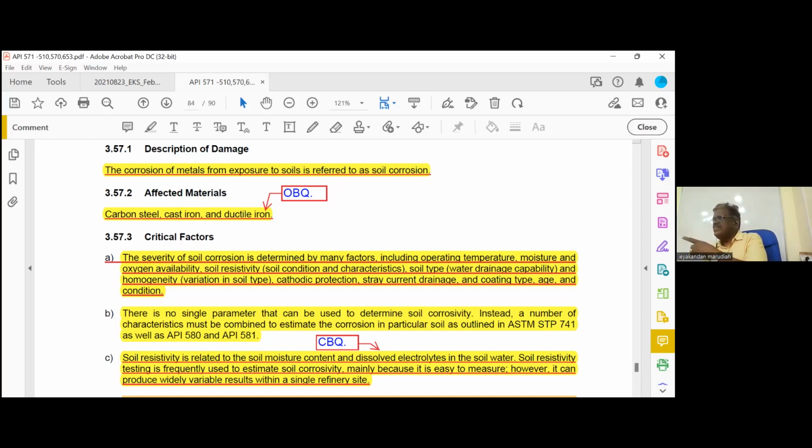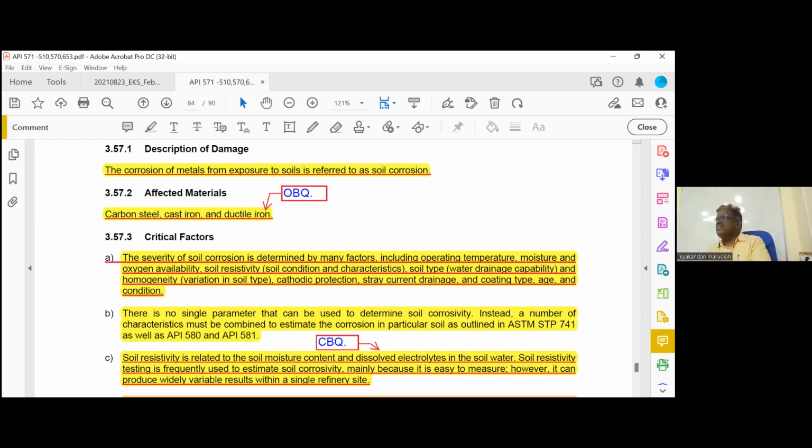What is the unit of resistivity? Not only ohm, it is ohm centimeter. Resistance is ohms. There is a difference between resistance and resistivity. Okay, so we will measure the resistivity of the soil. The higher the resistivity, the lower the corrosivity.